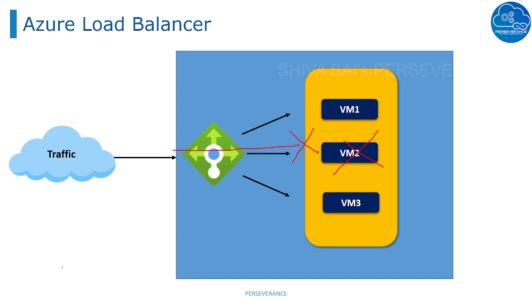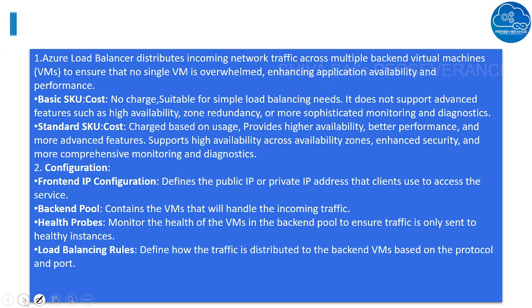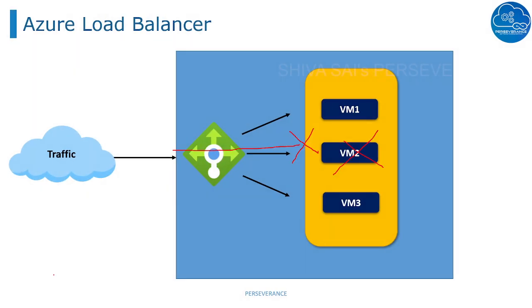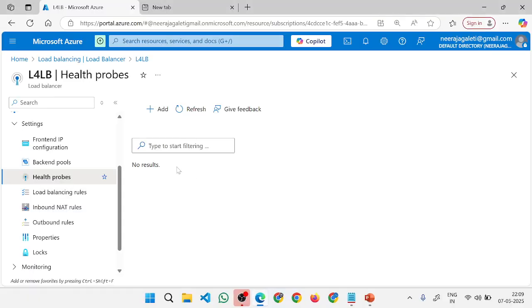The load balancer should be configured with the required health probe so that it checks at a time interval whether the VM is responding well or not. Once it is healthy, only then will it forward the traffic to the VMs. If it is not healthy, it will not forward the traffic. For that reason, we need the health probe.